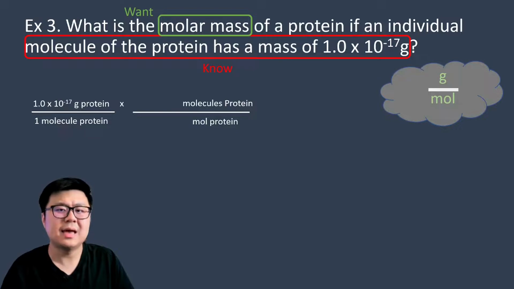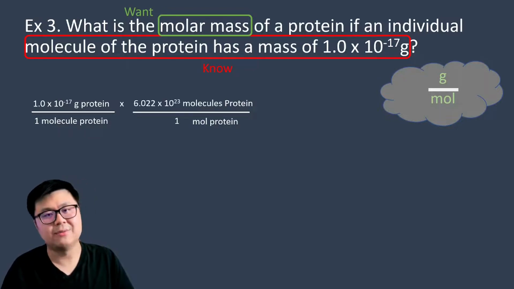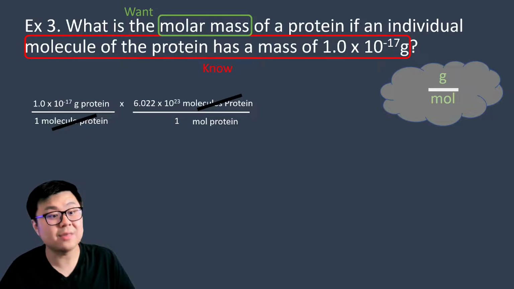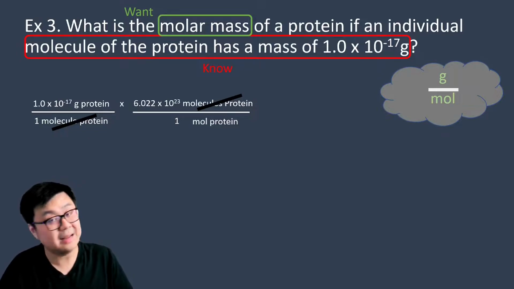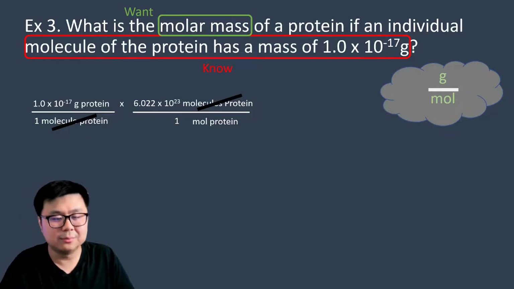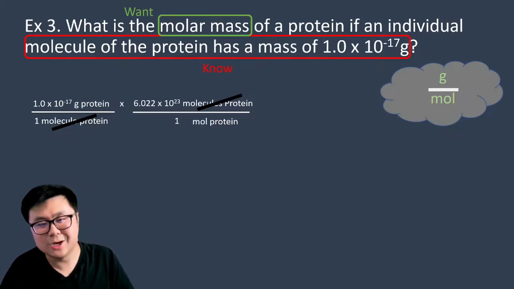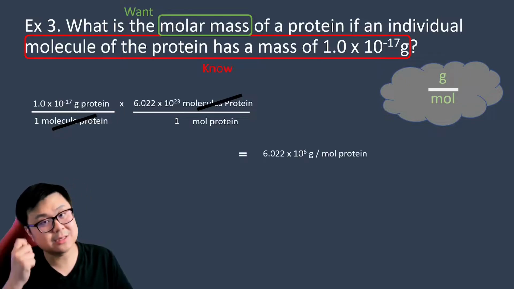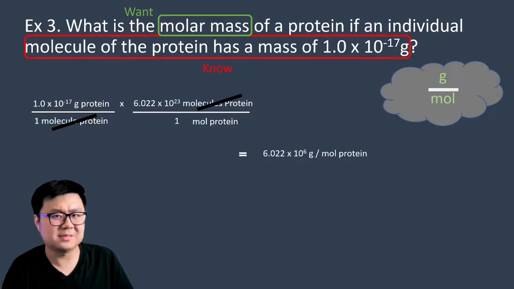And the ratio is Avogadro's number, 1 mole for every 6.022 times 10 to the power of 23 molecules. At this point, we can cross out the molecules, leaving us with the original grams on the top that I didn't want to get rid of, and the moles on the bottom that I introduced. That's grams over moles, and that's good because that's molar mass. Crunching in the numbers here, we get 6.022 times 10 to the power of 6 grams.